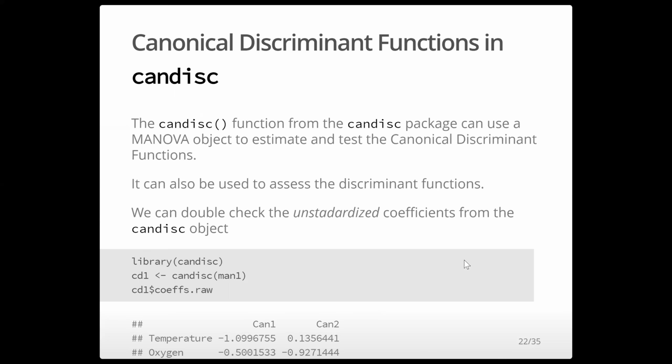Another way to get the discriminant functions is to use the candisc package and the candisc function. We can use this on a MANOVA object, and this will estimate the canonical discriminant functions. We could also use this to assess the discriminant functions in different ways, but first we'll just fit it, and here we pull out the coefficients. You can note that these match up to when we did it with the LDA function in the MASS package. So this is the same result that we got from that.